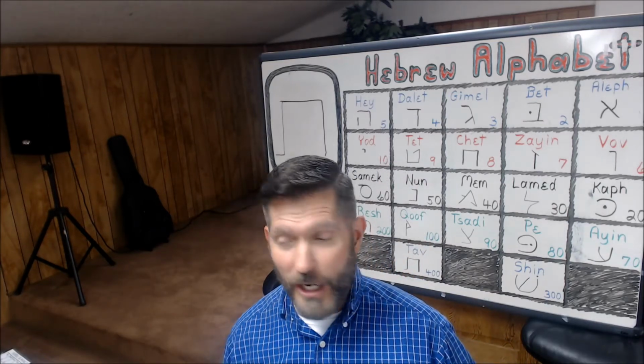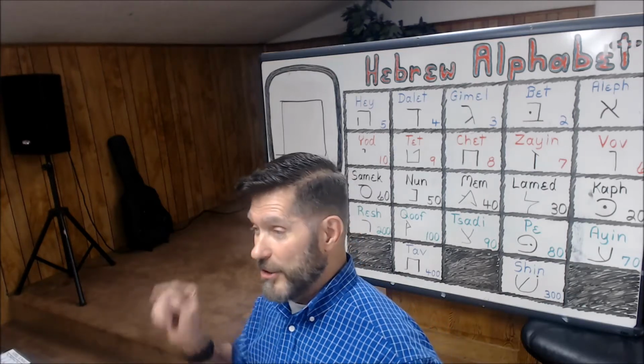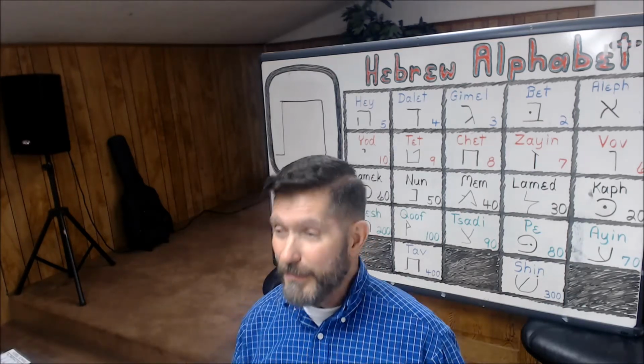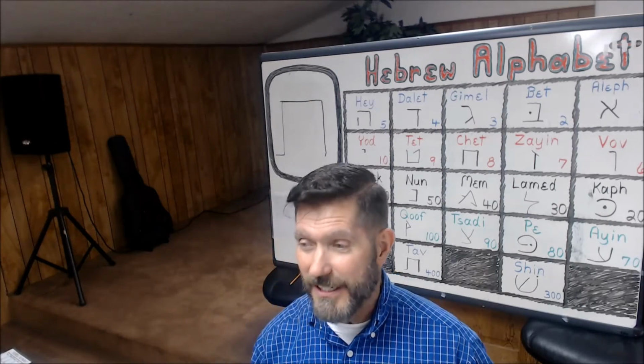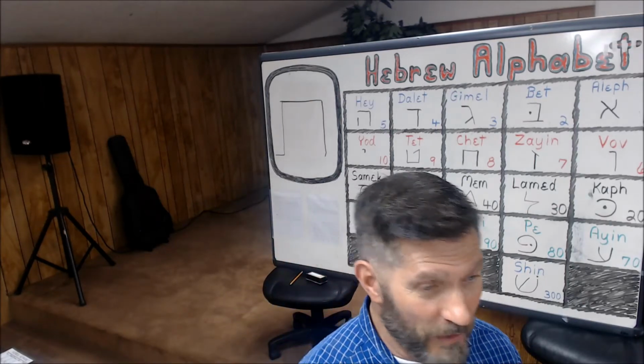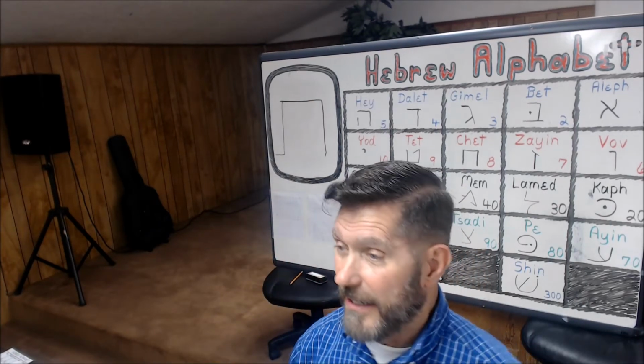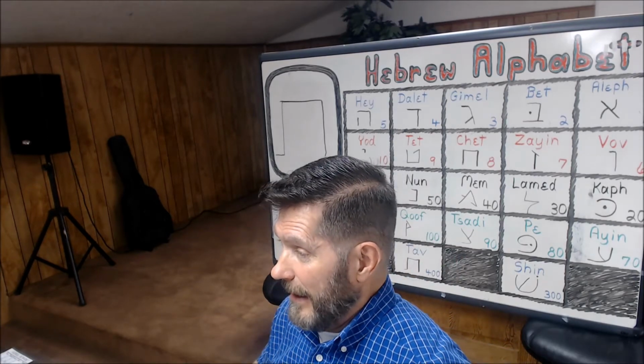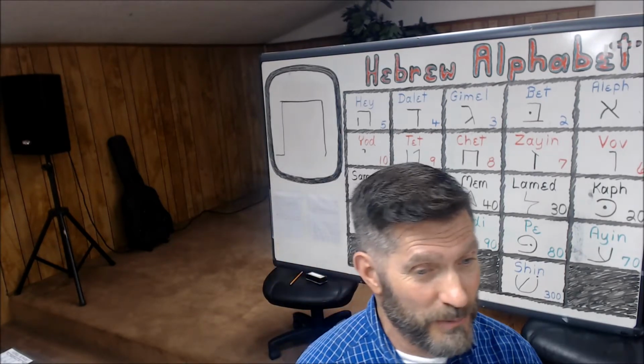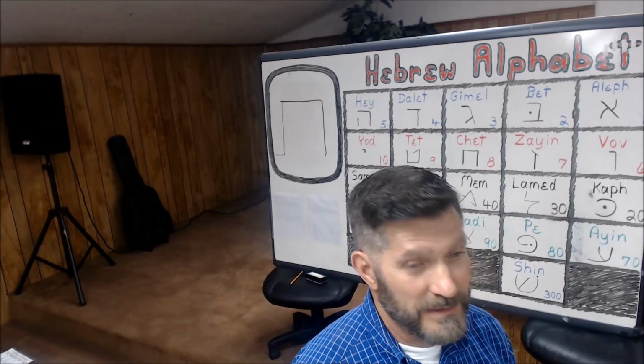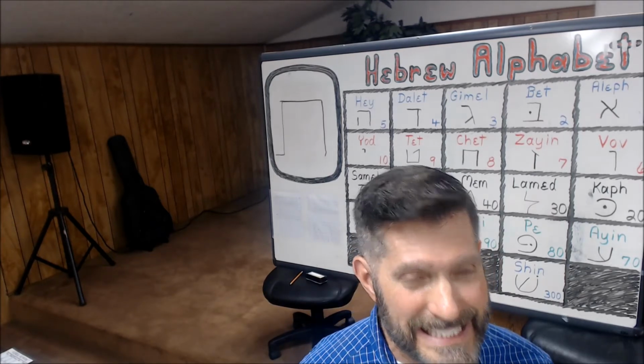Okay, so what you're going to do, you know how the letters look, you know how to draw them, and if you have to cheat and look at it and write it over and over and over, do it. Do not get frustrated. Do not beat yourself up because you can't get this, okay? Or get it easily.